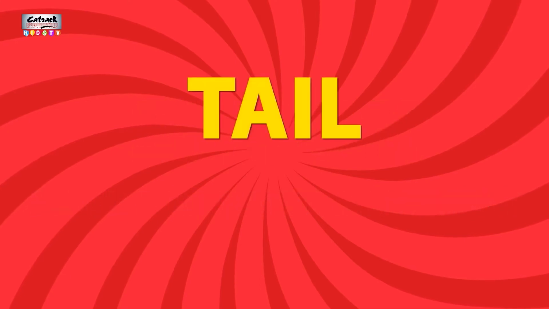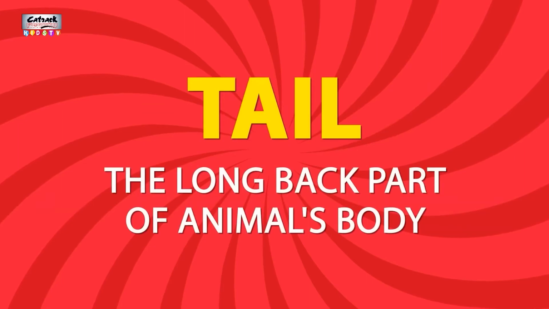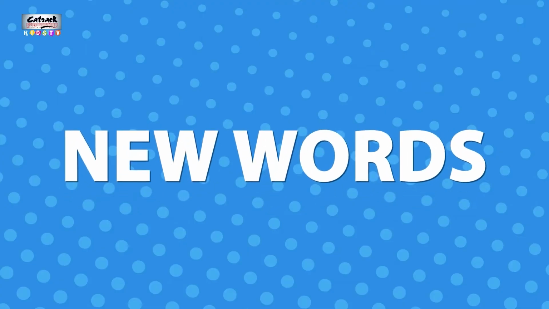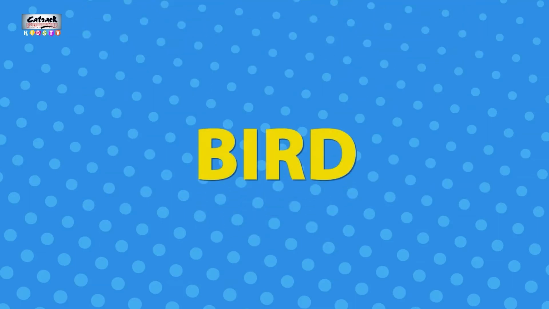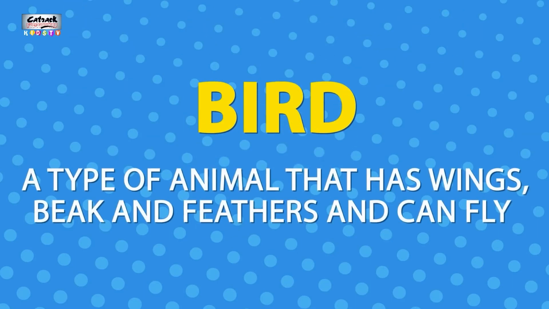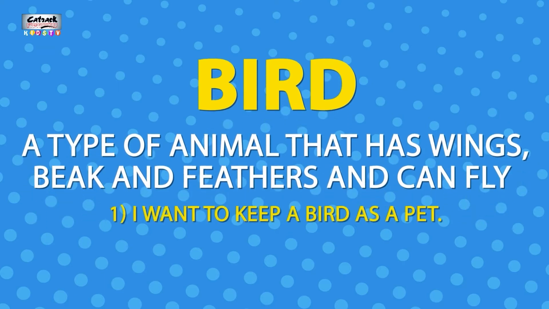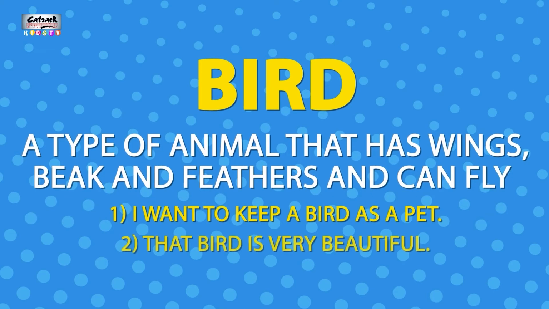Tail, the long back part of animal's body. Let's know new words. Bird, a type of animal that has wings, beak and feathers and can fly. Example sentences. Number 1. I want to keep a bird as a pet. Number 2. That bird is very beautiful.